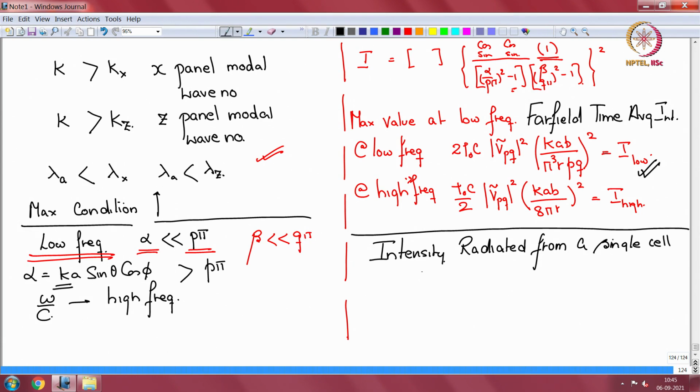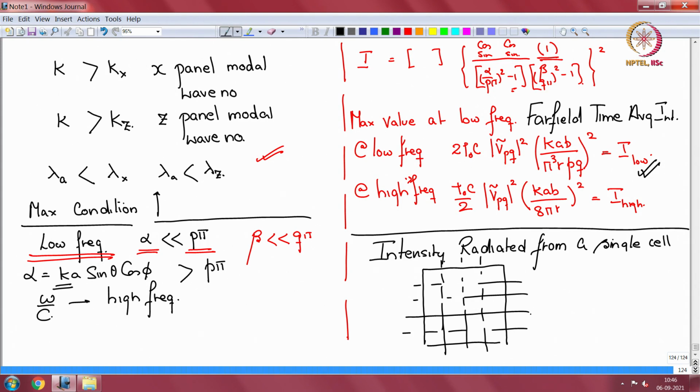That means we have this panel or plate vibrating in some mode. These are the modal half cycle regions, plus, minus, etc. So we are going to look at radiation from one cell. Okay, so let's see now.